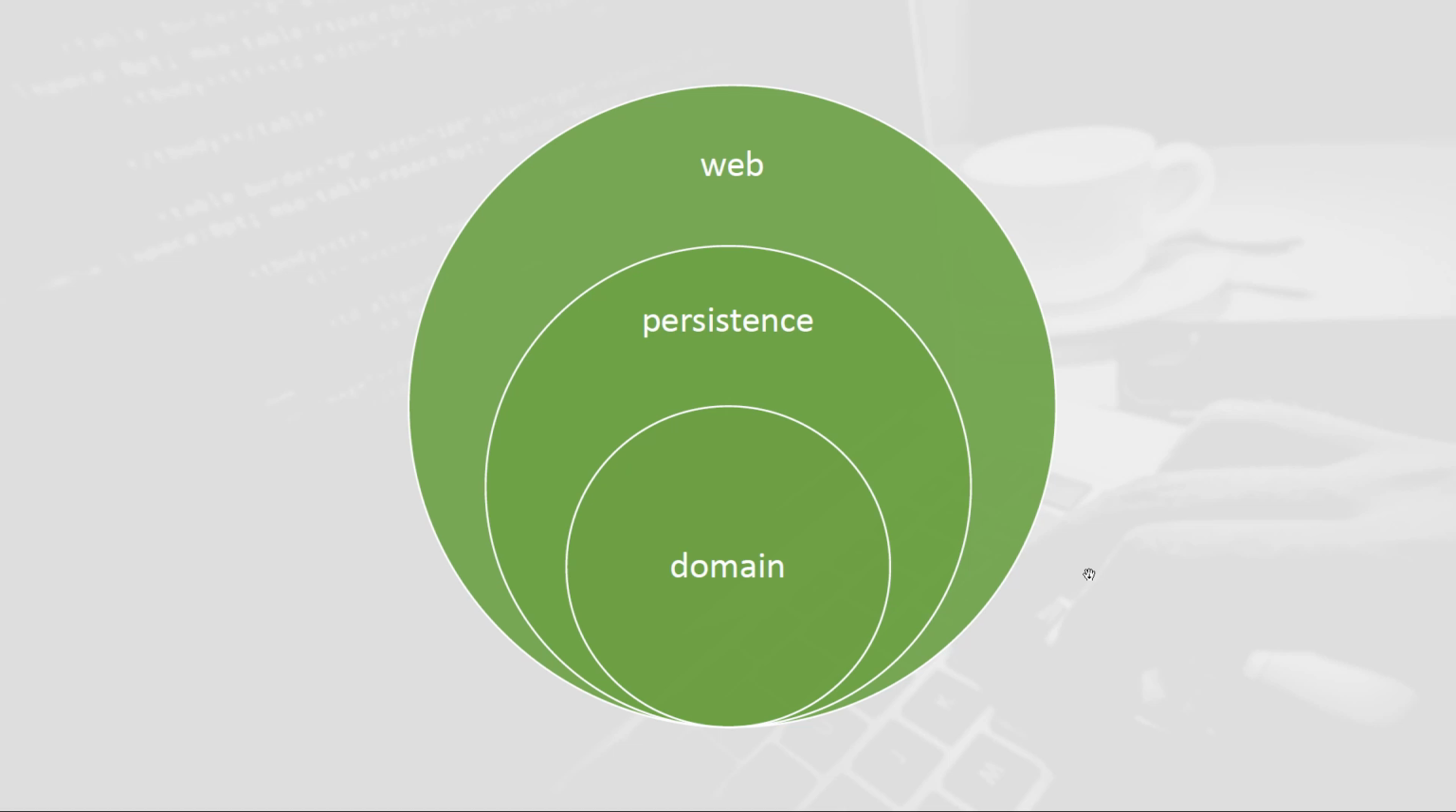And if you think about it, it makes sense, because if you have a repository and you want to persist an entity, then you need to have access to it. So because the entity is stored in the domain module, the persistence one needs to be aware of it. So it needs to have a dependency on the domain module. And finally, the web is the outer layer, and it has dependencies on both persistence and domain.